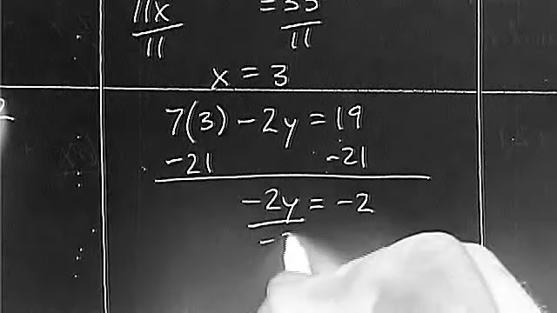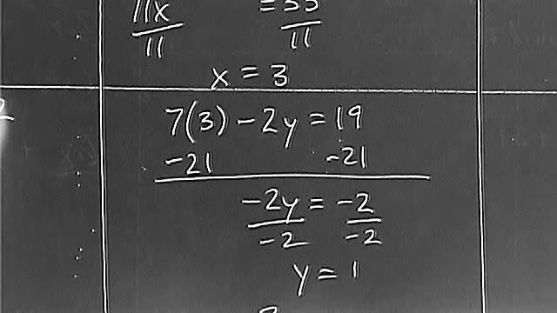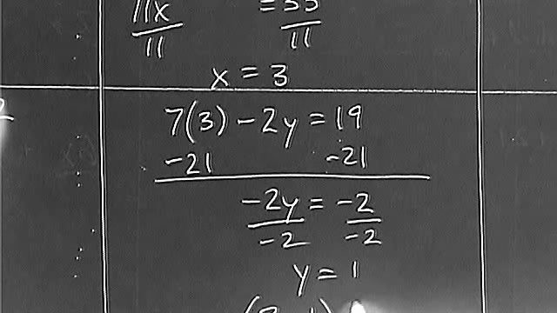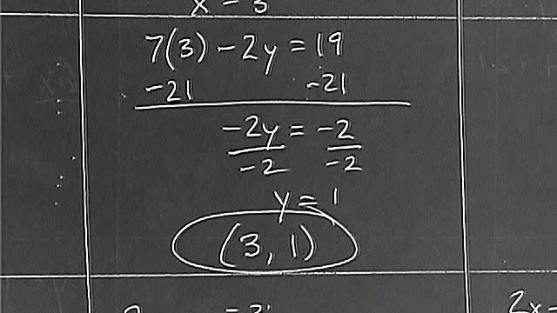And we'll divide out the negative 2, giving me y equals 1. And so we found out that (3, 1) was the solution to our system. 3 for x, 1 for y.